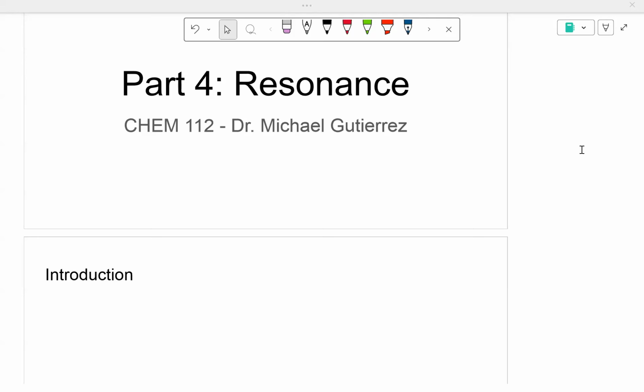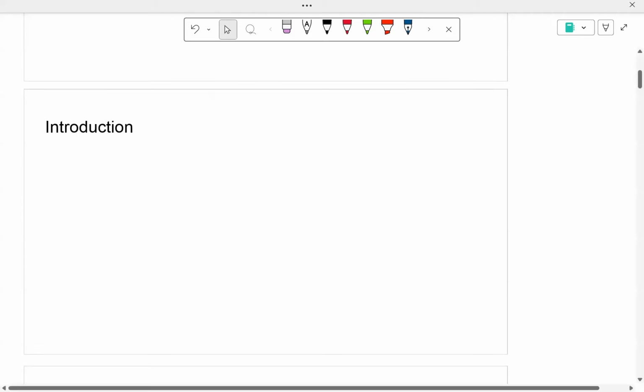So this unit, like the last one, is an important concept that's going to come up over and over again in OCHEM. And so it's very important that you take the time to really master this concept of resonance because it's going to show up. And we use resonance to explain the activity of a lot of chemical reactions or why things act the way they do. And so it's going to be very important.